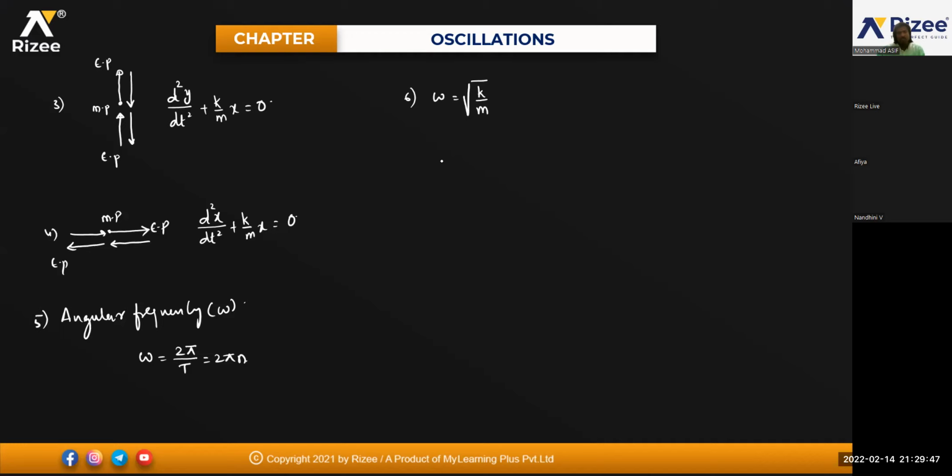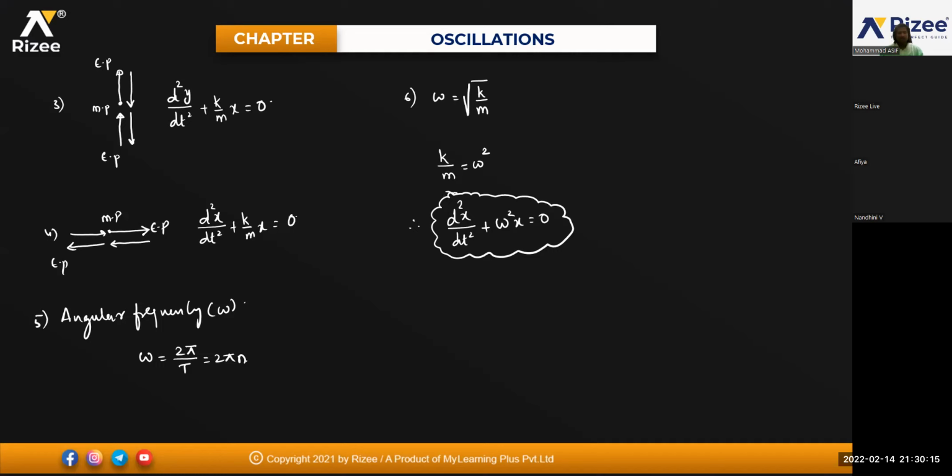Very important relation. That means I can write here k by m will be equal to how much? Omega square. So therefore, the standard equation can also be written as d square x by dt square plus k by m, which is omega square, into x is equal to 0. So this is one more form of your standard SHM. Clear, beta?